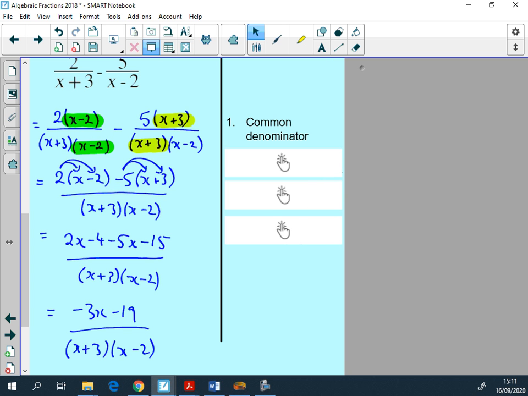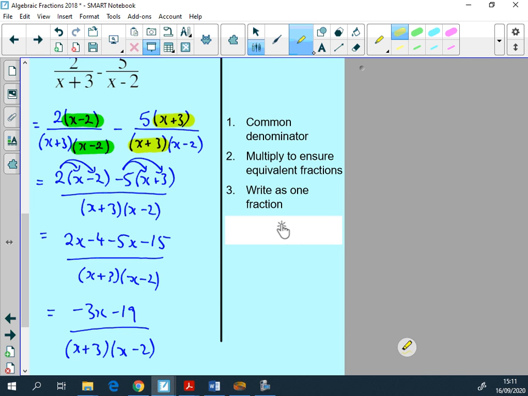So what I've done there, again, is I've got my common denominator. I've multiplied by brackets here, not just single terms, to make sure my fractions were equivalent. I've written it as one fraction. That is key. Okay, please don't skip that step out. So that's this step here, writing it as one fraction.